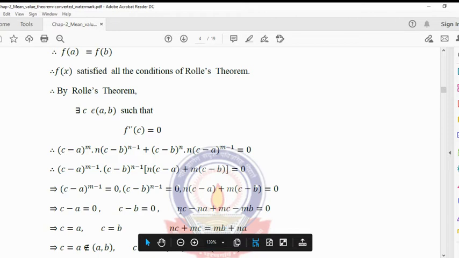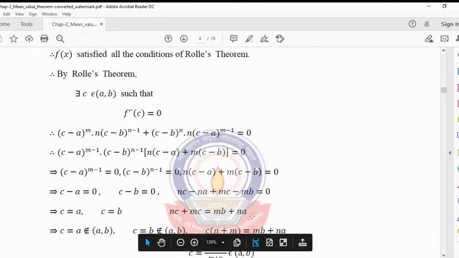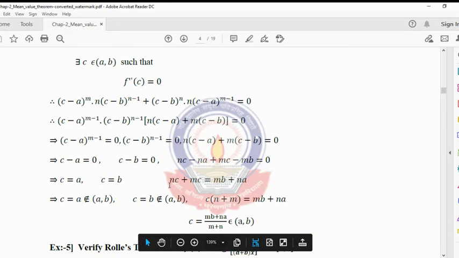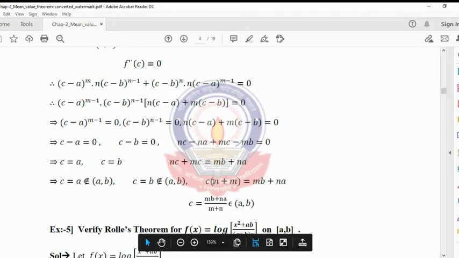Or third condition: nc minus na plus mc minus mb is equal to 0. So here we get nc plus mc minus mb plus na is equal to 0. We can take c as common, so c into n plus m is equal to mb plus na. Here, we divide by n plus m, so c is equal to mb plus na upon n plus m.